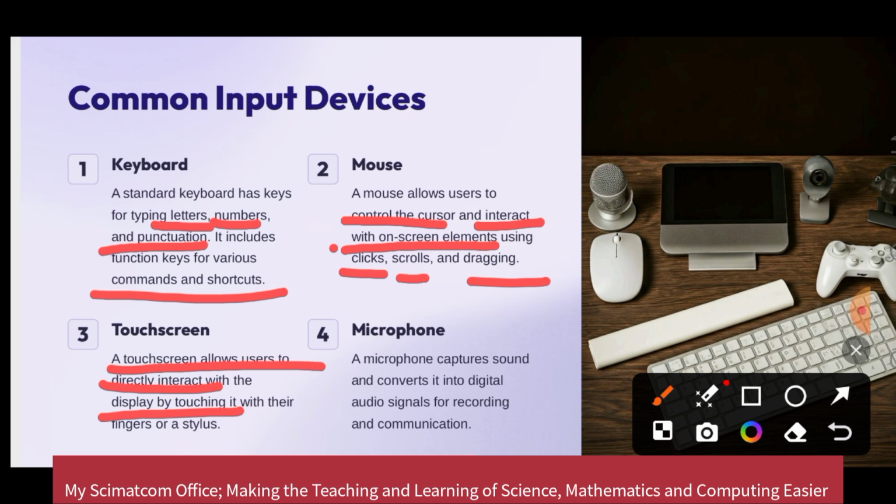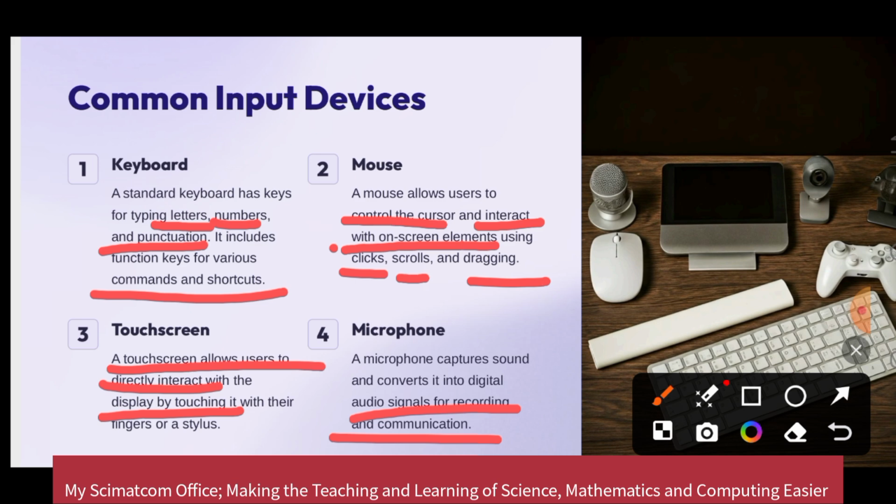Then the fourth example, we have the microphone. The microphone captures sound and converts it into digital audio signals for recording and communication. So the microphone transforms the sounds that we input into the computer into digital form. For instance, if you are chatting with someone on WhatsApp, at times you can send voice notes, and these voice notes are done digitally by the microphone. So you talk and then you send it to the person digitally on WhatsApp, and the person can listen. So it converts this sound into digital audio signals for recording.